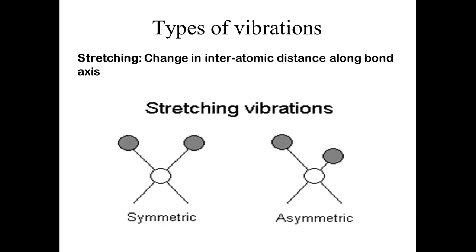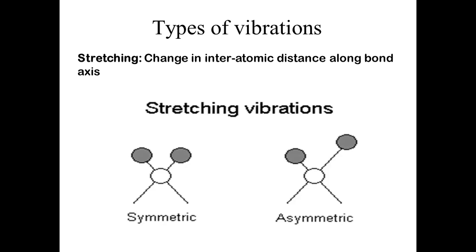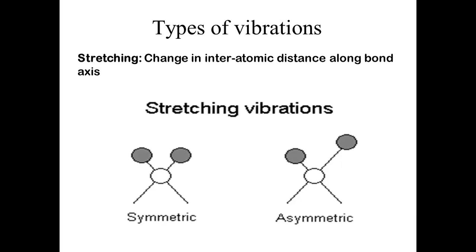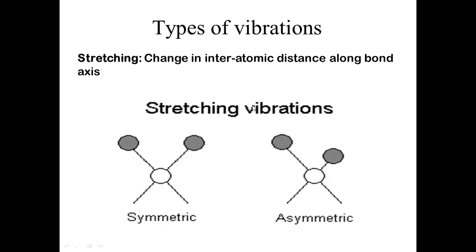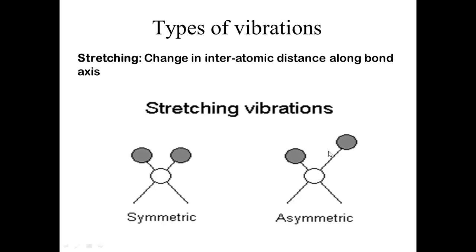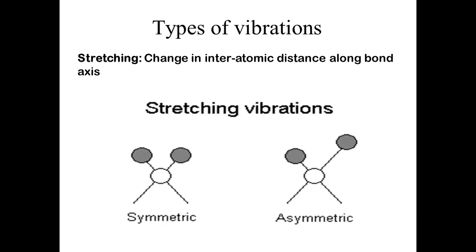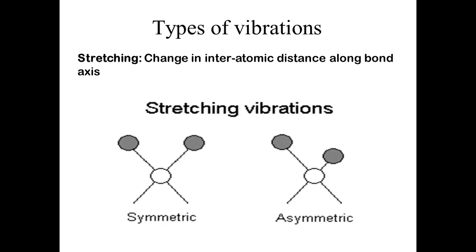Symmetric vibration is seen at a lower frequency in comparison to asymmetric vibration. In case of asymmetric vibration, you can see that when one bond is contracting, the other one is elongating. So this kind of vibration, you call an asymmetric vibration. In stretching vibration, there is a change in bond length.